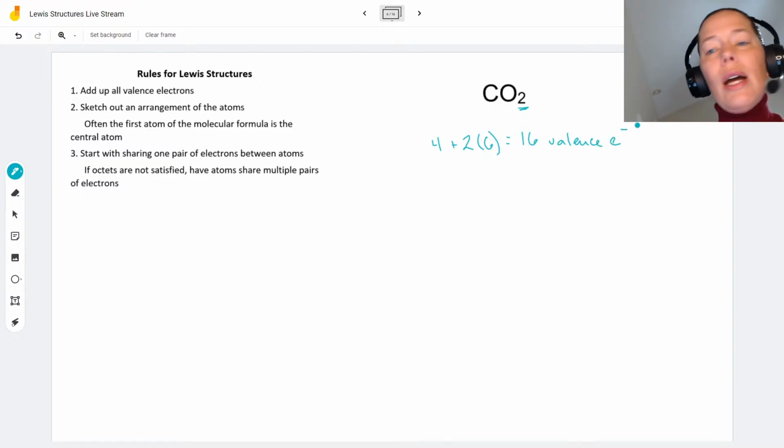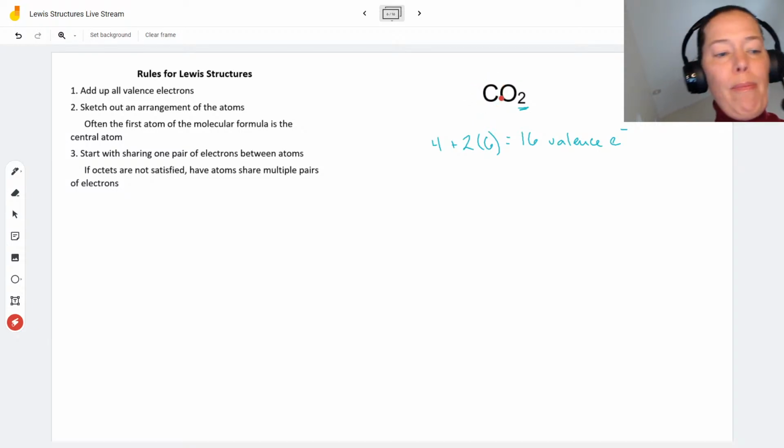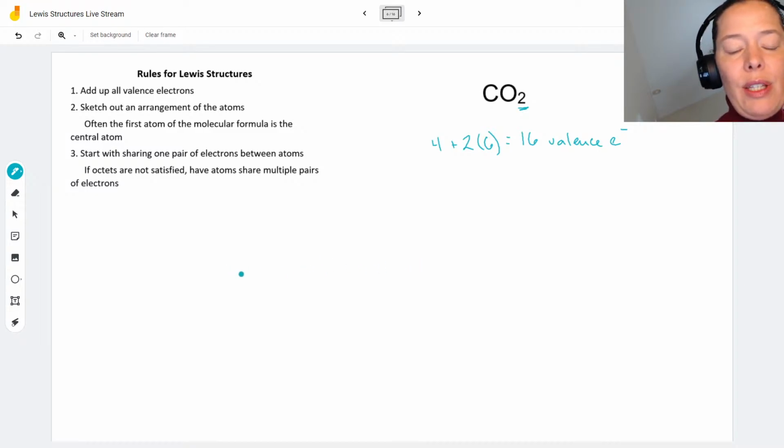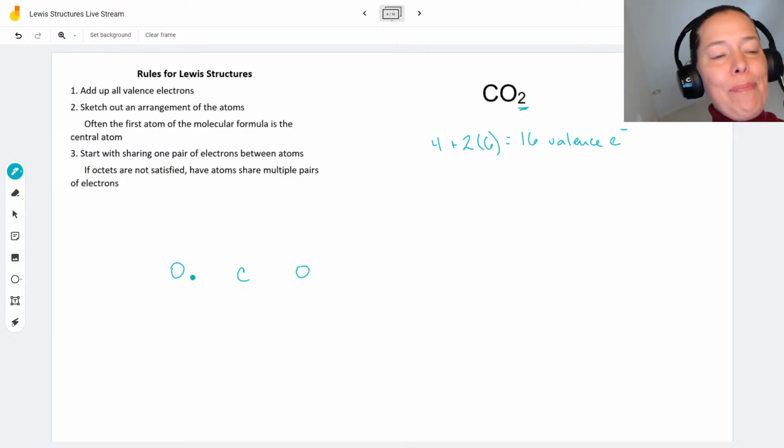Okay, so now what we need to do is sketch out an arrangement. Again, carbon is written first, so I am going to assume it is the central atom. So let's put carbon here, and I'm just going to put an oxygen on either side. I really like things to be symmetrical, so that's generally how I sketch out my arrangement of atoms at first, but you can sketch it out however you would like.